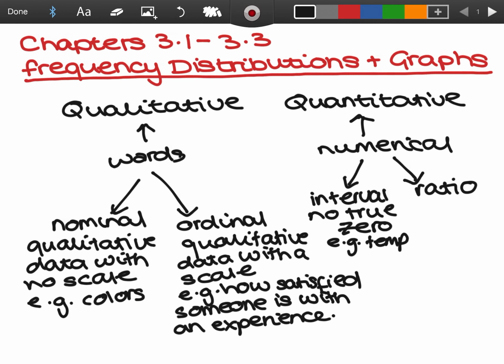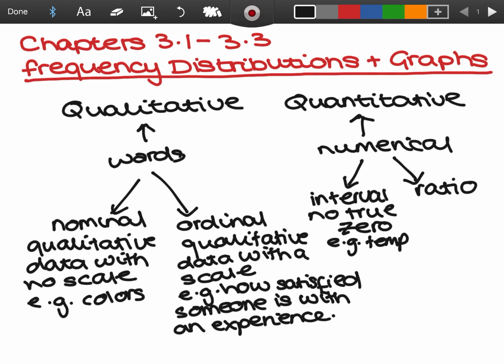But 0 doesn't mean that there is an absence of temperature. Okay, there is still some temperature there. It's very cold, but there is still some temperature there. So what they class as 0 is not a true 0. It doesn't mean the absence of something. Temperature is a good example of this.